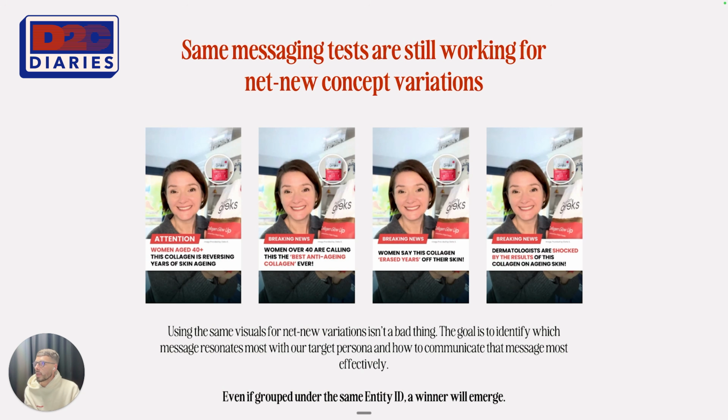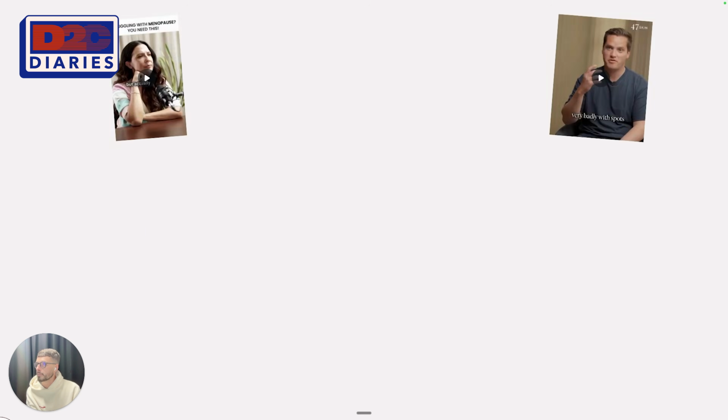And as I said, same messaging tests are still working, but through the lens of net new concepts. So when you're running, under maybe one ad set, 4 different ads or ad IDs, it is going to optimize for the messaging that is resonating most. So it doesn't mean that we can't still do this and test 4 different ways to tackle that messaging. But the goal is to identify which message resonates with our target persona and how to communicate that message most effectively. So, a winner will still emerge essentially, even if grouped under the same entity ID.